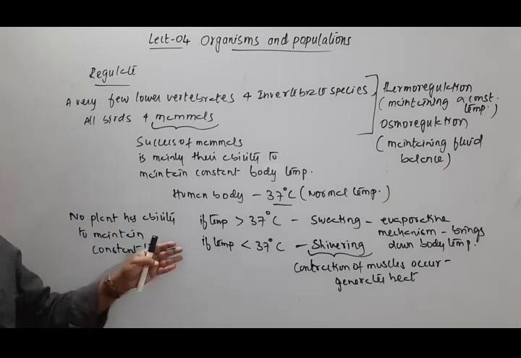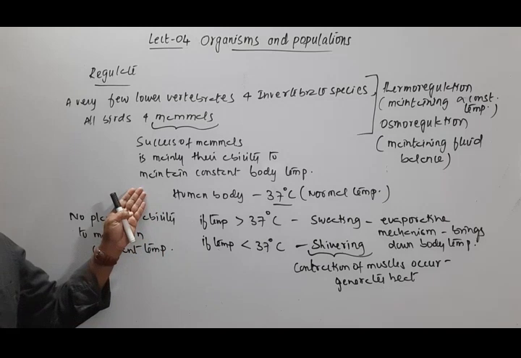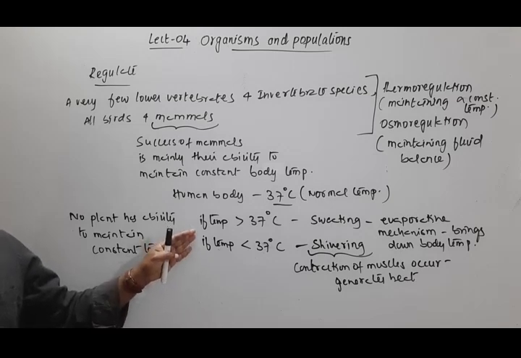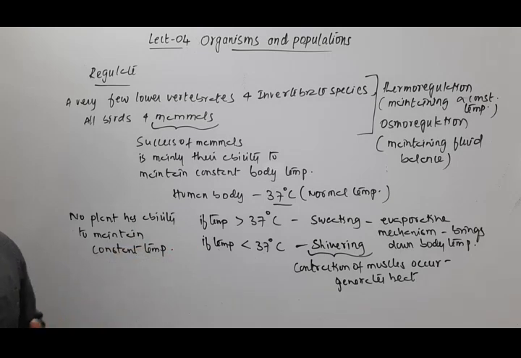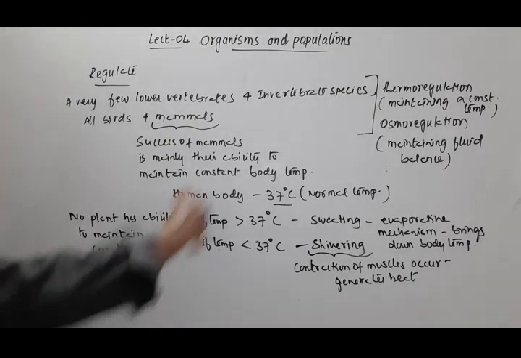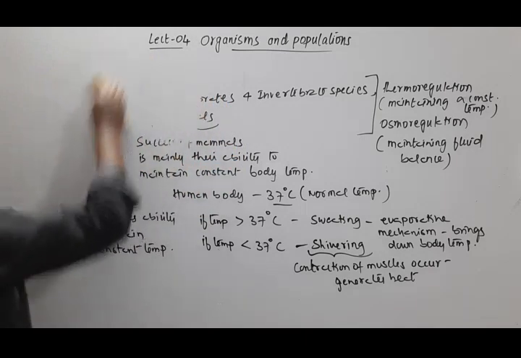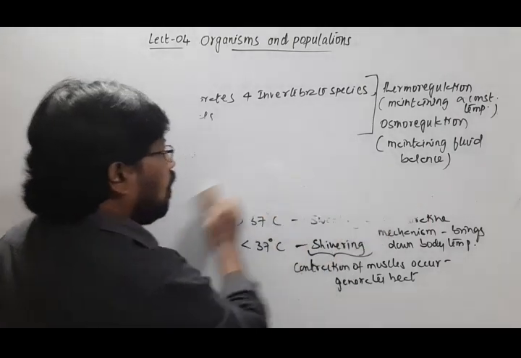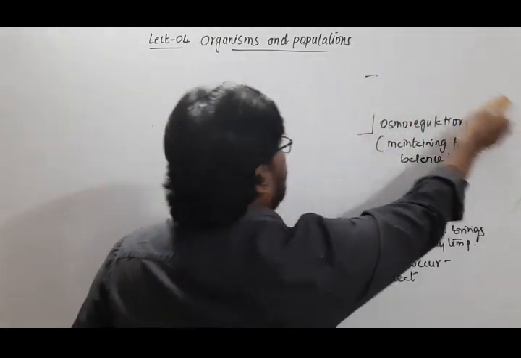So if you happen to go to cooler climatic conditions, you will show the process of shivering that tries to generate the heat. And if you go to deserts, the sweating will make your body cool down. So this is about the organisms who regulate their internal environment and are called regulators. Now the organisms who cannot regulate their internal environment are called conformers.